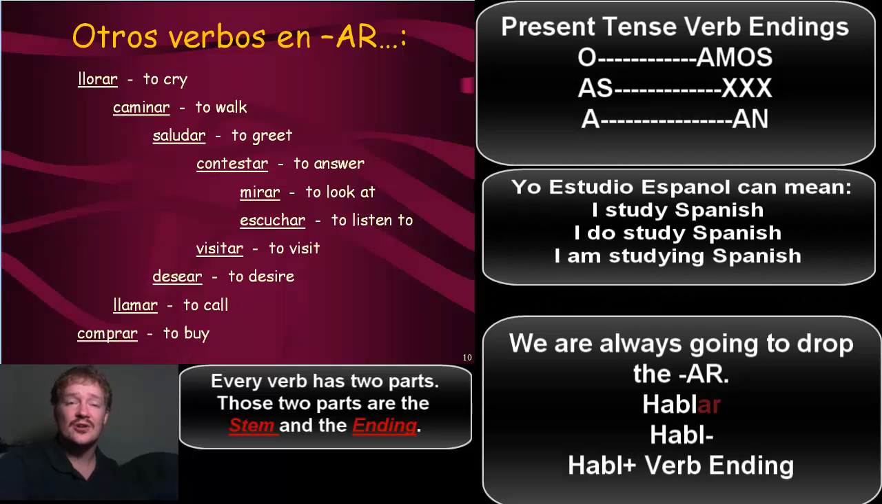Now, these are not the only AR verbs. There are tons and tons of AR verbs. You never know when you're going to run into one. It's going to be very important that you learn how to conjugate these AR verbs so that we're better able to speak Spanish.